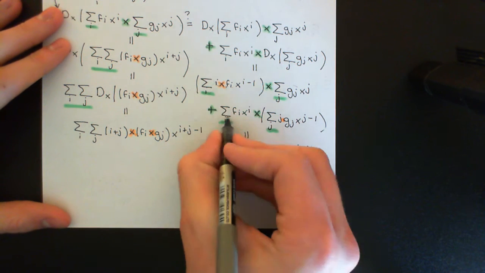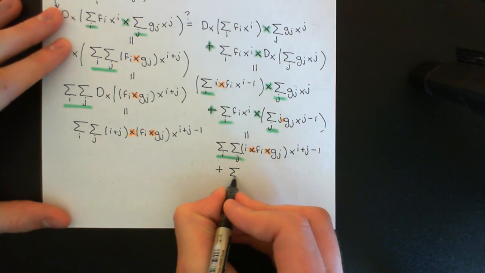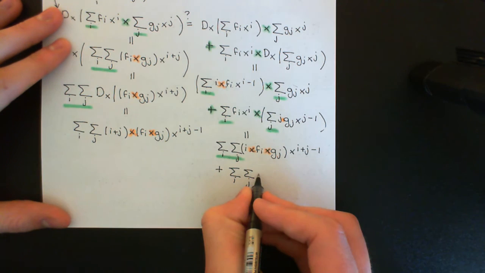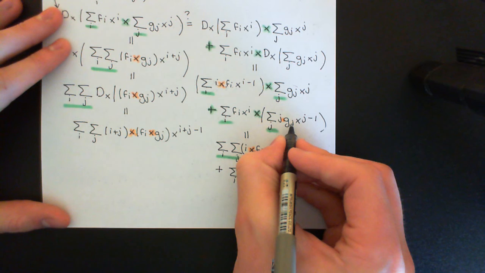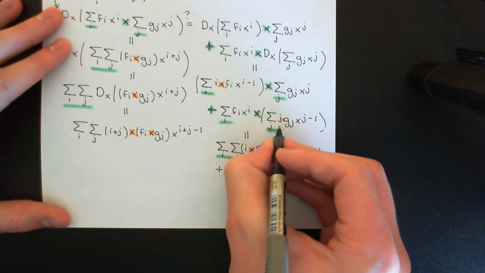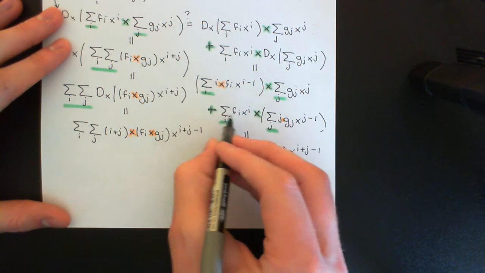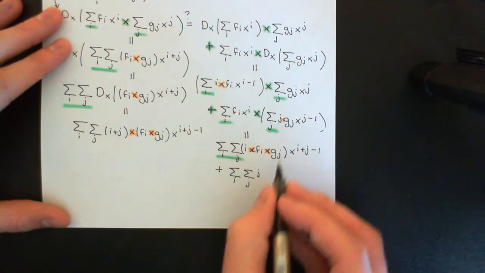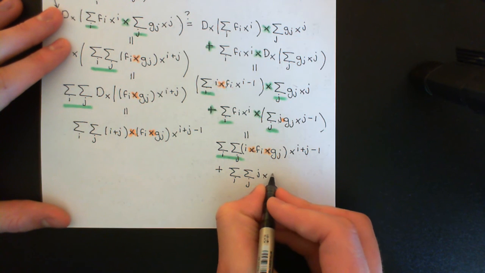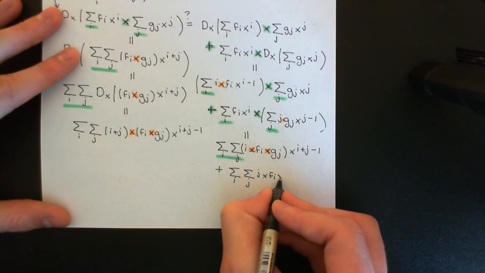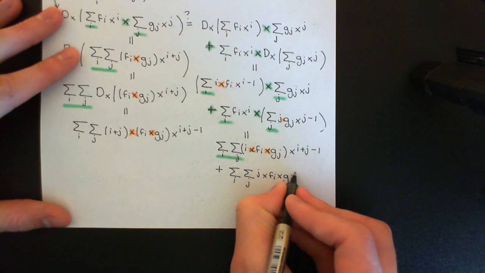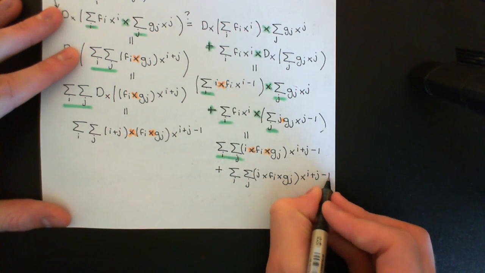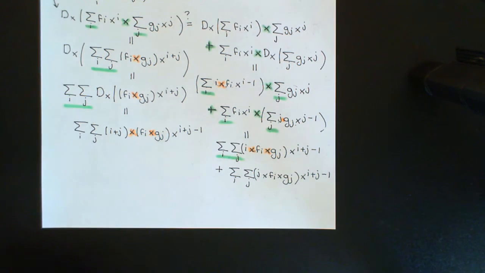And this is going to be added to a similar thing for this. We'll get the sum over i, the sum over j, and then we want all the monomials multiplied together, so we'll get j times gj, that's not so obvious that it's a j, but it is a j there, times fi. We might as well put the j at the front, because multiplication is associative and commutative, so I can move things around. Then we'll get j times fi times gj, in front of x to the power of i plus j minus 1 again, just adding the powers of x together.